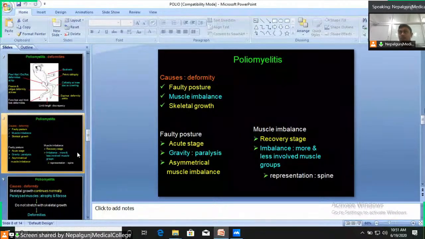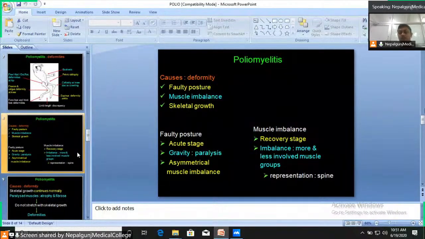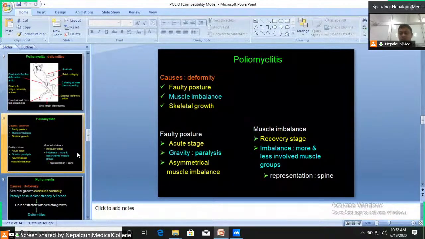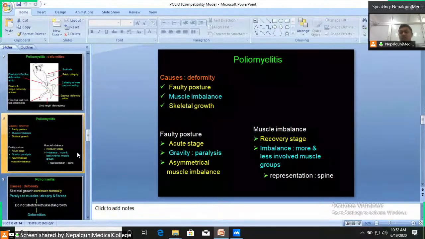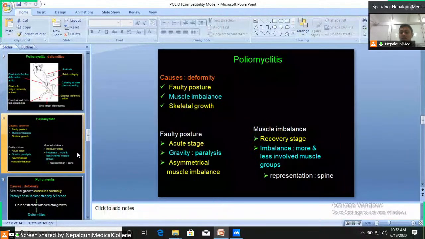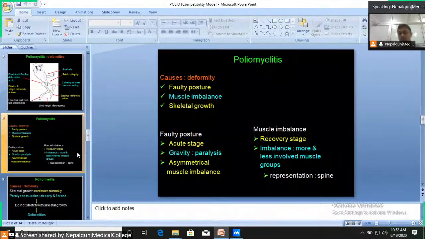The other concept that explains the cause of a deformity in a case of poliomyelitis is muscle imbalance. It usually happens in the phase of the recovery stage. So there is an imbalance over the muscles, over the limb, with more and less involved muscle groups. Somewhere the muscles are involved more, and some antagonist muscles are involved less. So this creates the imbalance between these two groups of muscles. One representative case is in the spine, which results in scoliosis.